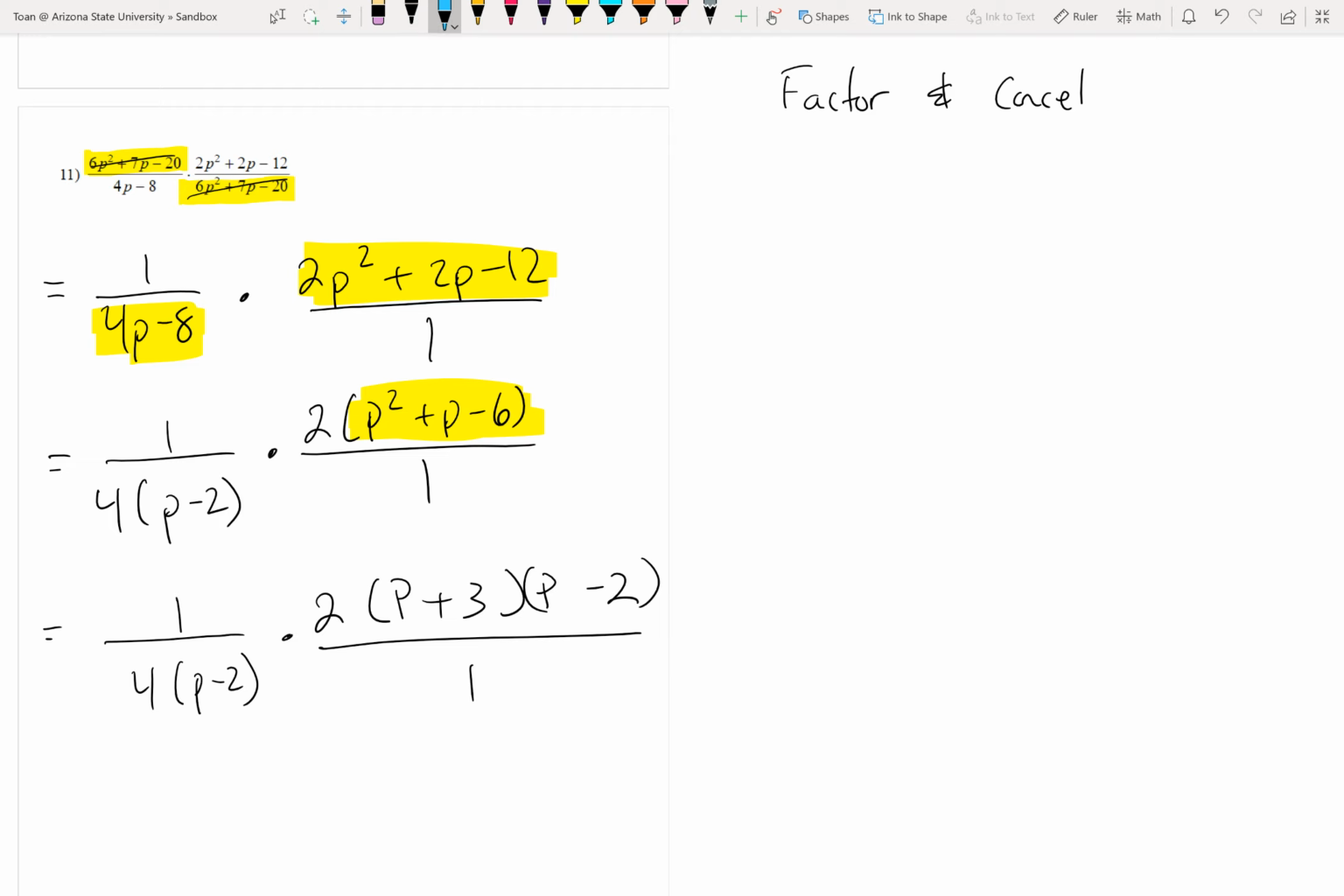And then you go ahead and cancel out what's in common. The p minus 2's will cancel. I can reduce the 2 and the 4. So this 2 is completely gone. And when I divide this 4 by 2, I get 2 left over. And then all that you have to do is just, quote, multiply straight across. But if you want to leave it in factored form, you may. So the only thing that's left over in the numerator is the p plus 3. And the only thing that's left over in the denominator is a 2.